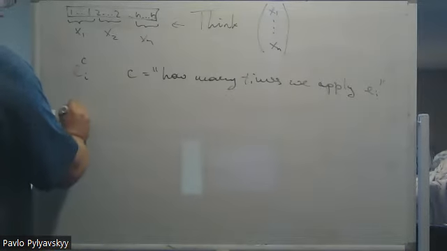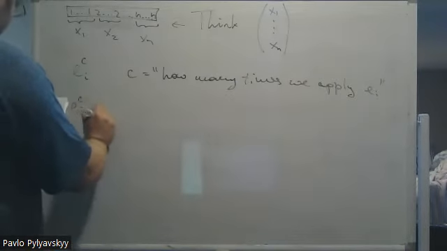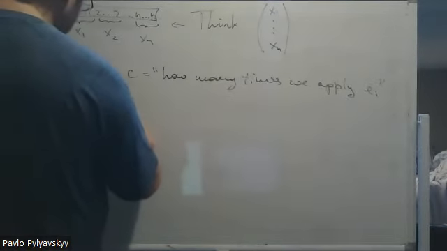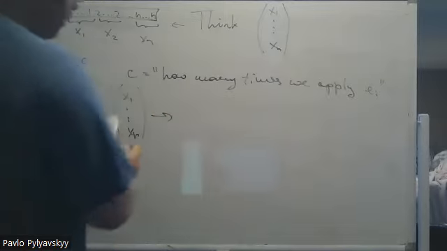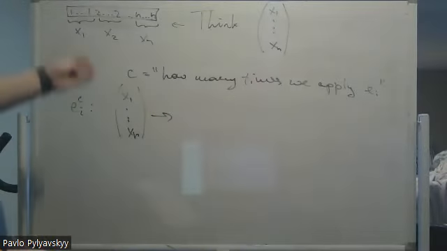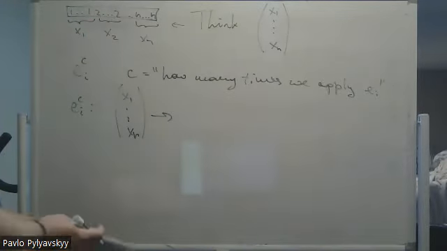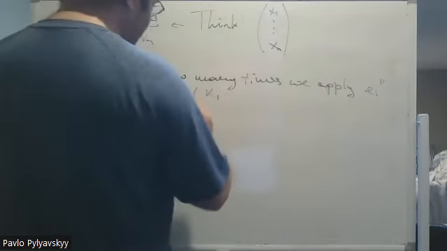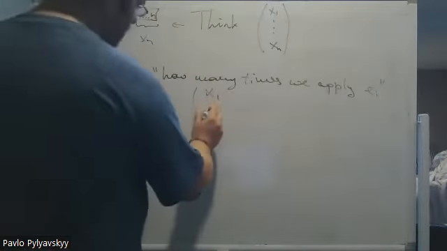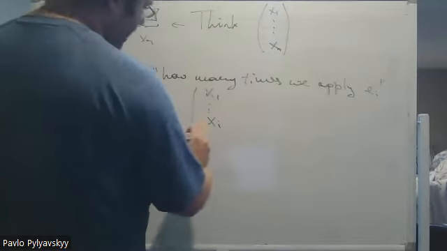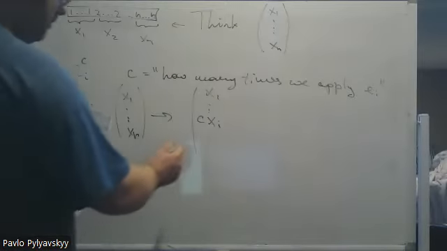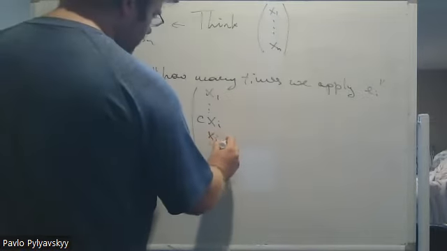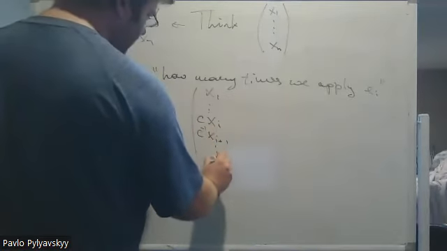So e_i^c sends x1 through xn, and you can sort of figure it out from how the crystal operators act on this guy. So let me first write it down, and then I'll talk about it. It does nothing to most of the x's. And then the i-th x, it multiplies by c. And the next x, it divides by c, and then everything else doesn't change.